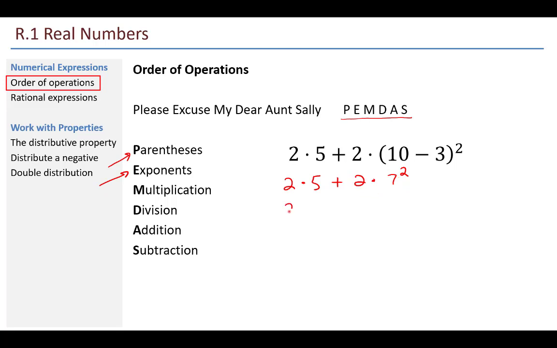So 2 times 5 plus 2 times, and I take care of the exponent. 7 squared is 49. And now I can move on to multiplication. I have 2 times 5, that reduces to 10, and 2 times 49, that's 98. Those are added together. Division, there's no division. Addition, yes, I have the 10 plus 98, that's 108. I have my final number, and there it is.